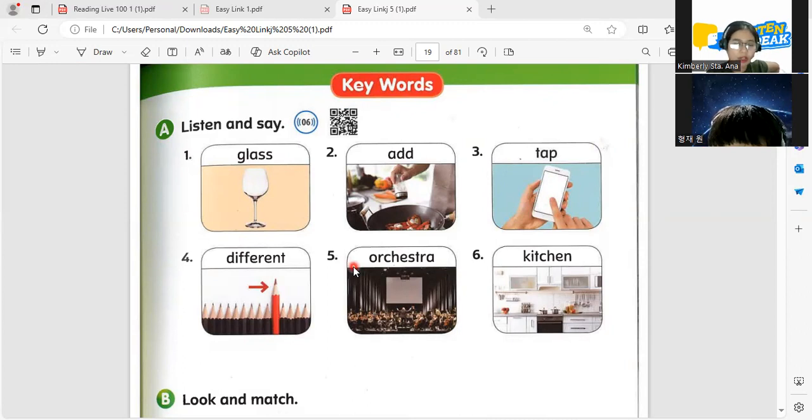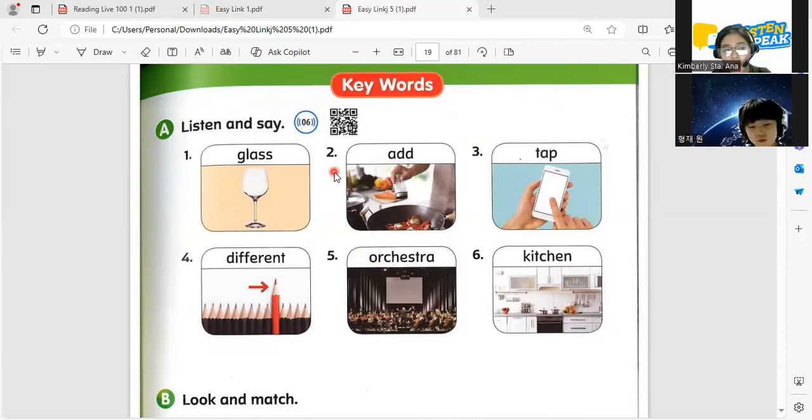Now let's have this one. Tori, we have six new words. Can you help me read number one? Glass. Do you have this kind of glass at home? It looks so nice. It looks so fancy. Do you use a glass like this? Oh, that is so cool.